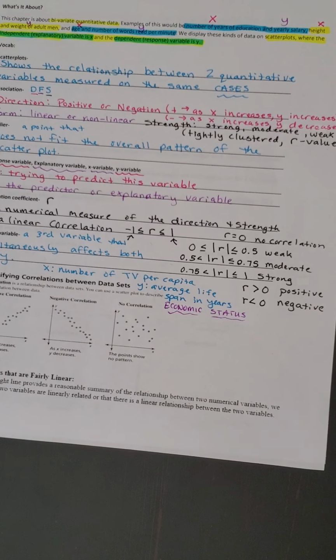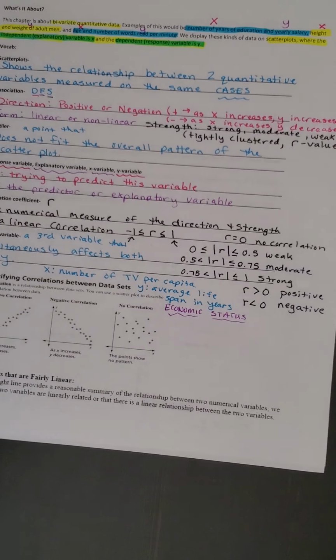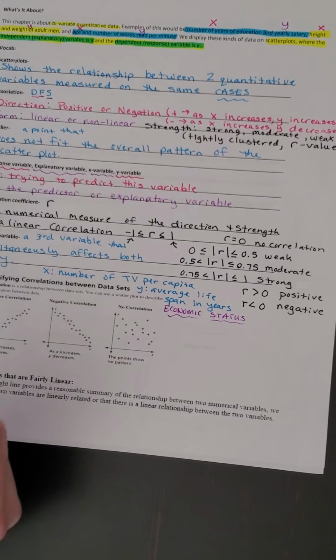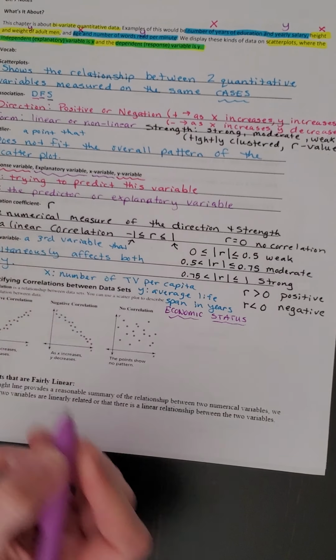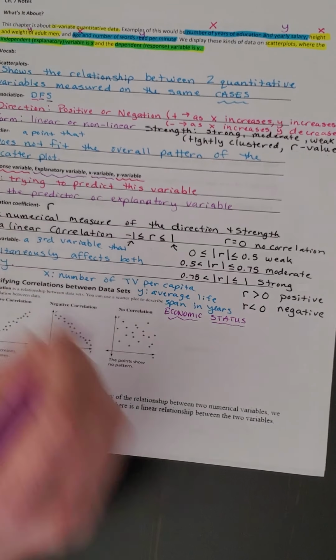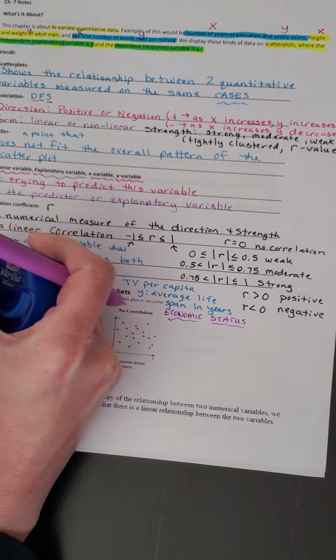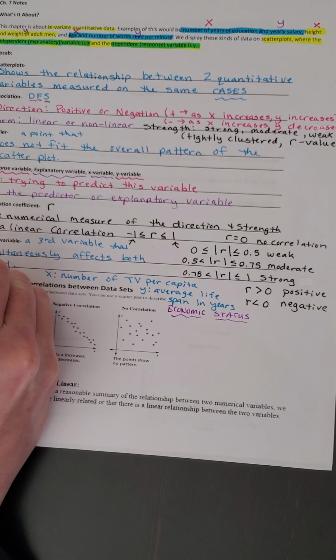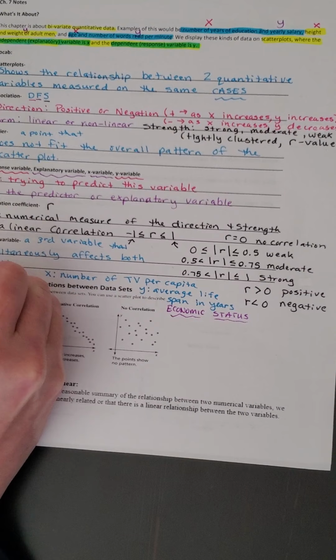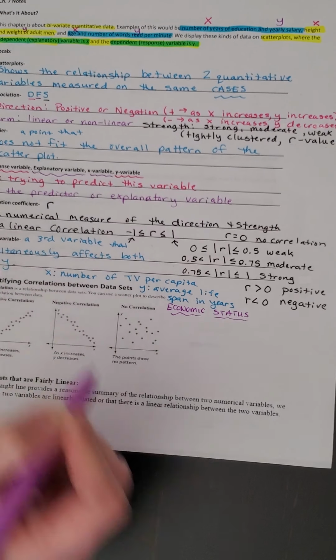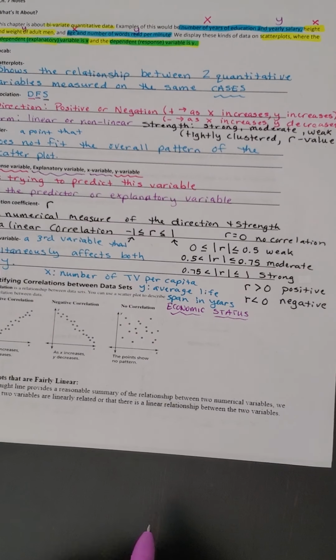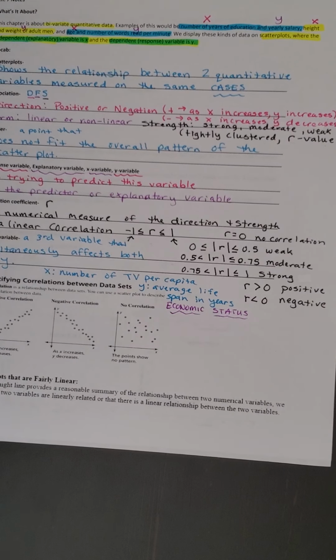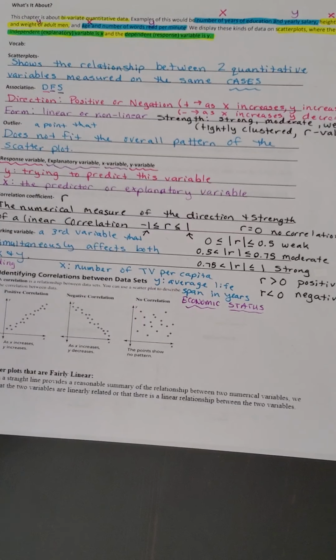It's also a confounding variable. So some books will call a lurking variable something different than confounding. Ours does, but for AP reasons, they call lurking and confounding pretty much the same thing, okay?